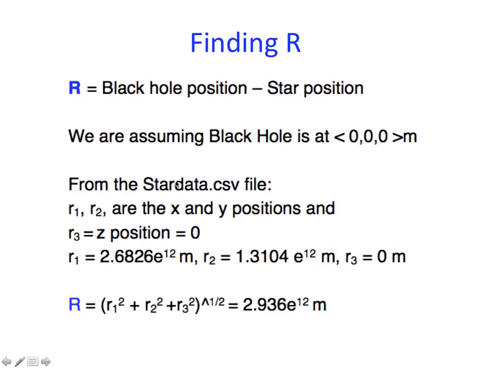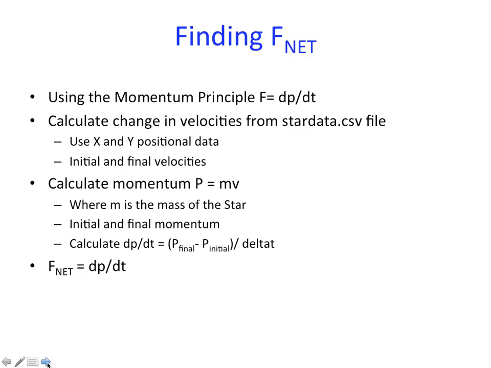So we look into the star data file, we pull up a couple values, R1, R2. There is no R3. This would have been the Z value if it was out of the plane. We take the square root of R1 squared plus R2 squared, or the X and Y values squared, and we come up with 2.9 e to the 12th meters. Now we have to move on to find the F net.